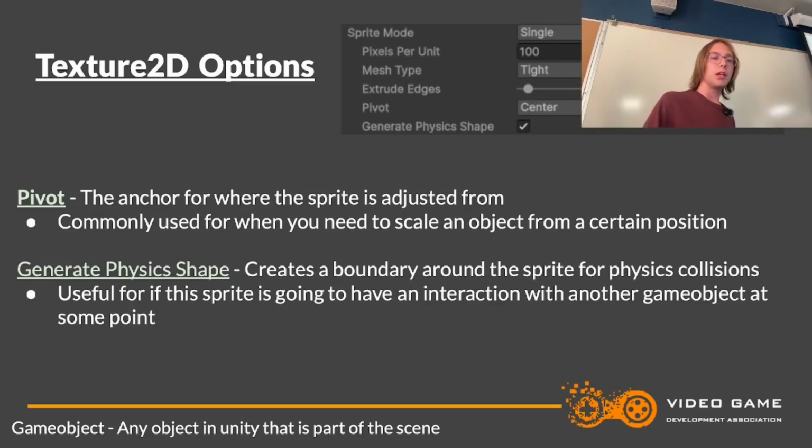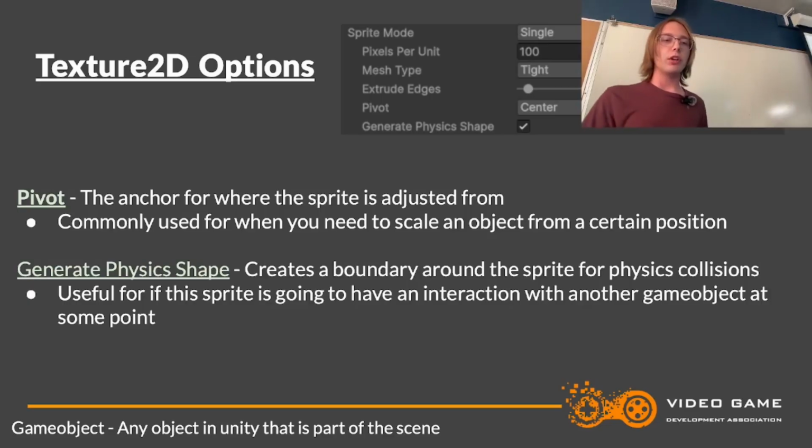Next couple things, pivot. This is the anchor from where your sprite is going to be adjusted. If you're flipping the sprite or rotating it, that's the anchor it will rotate or flip around, so keep that in mind. And also scale. For generate physics shape, this creates a boundary around the sprite for physics collisions. This is useful if you have a programmer in your game who is automatically generating objects. It's also good for backend stuff and keeping these organized.